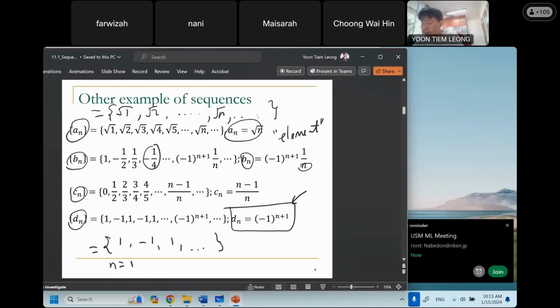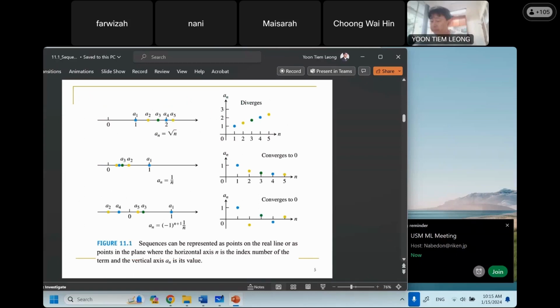So up to this point, it is understood that anytime when a sequence is given in the form of an equals to a function of n, or bn as a function of n, or cn as a function of n, then you will be able to write down all the terms in the sequence beginning from the first term, etc. You can also represent the sequence in the form of an an versus n axis, like what is shown here as an example for the sequence an equals to the square root of n.